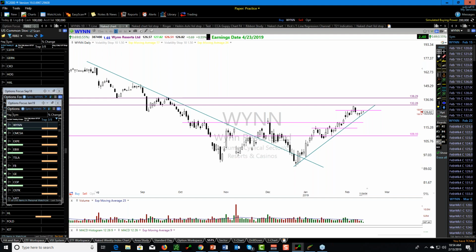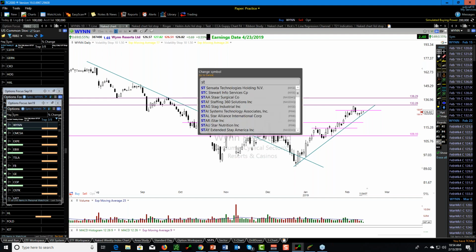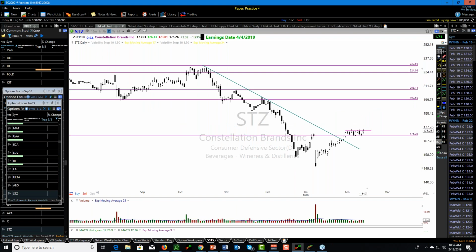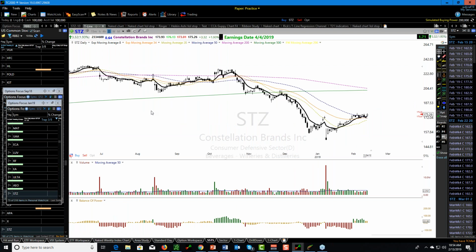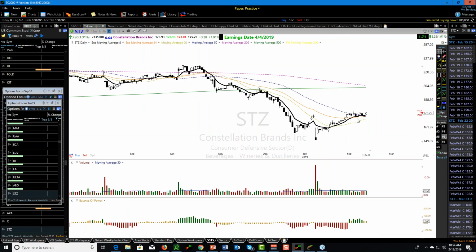Charts that are actually setting up right now, STZ, if you guys are looking for something, STZ is in that pattern right now. STZ is trying to cross over that 50-day moving average. It's dragging that 50-day moving average out while the shorter term averages come up in support, creating that moving average squeeze.